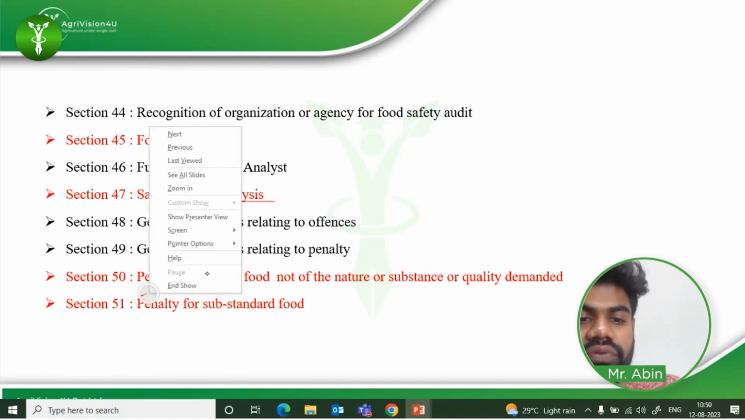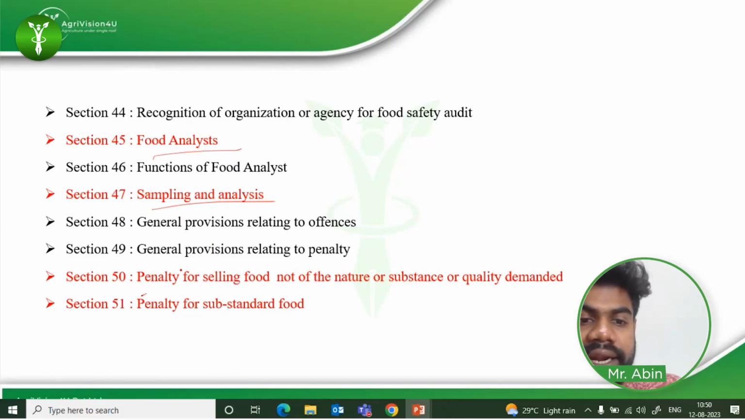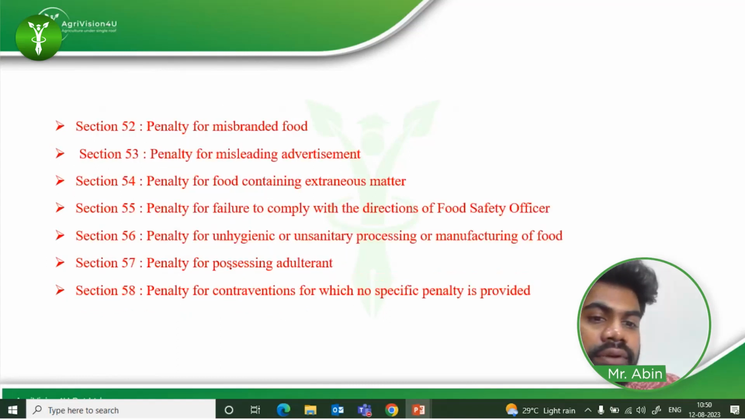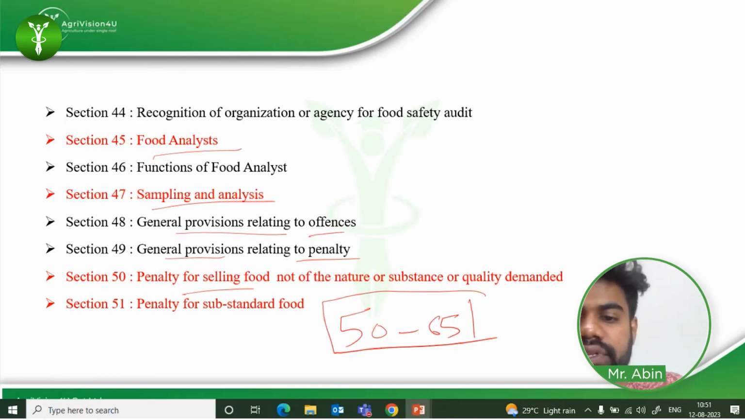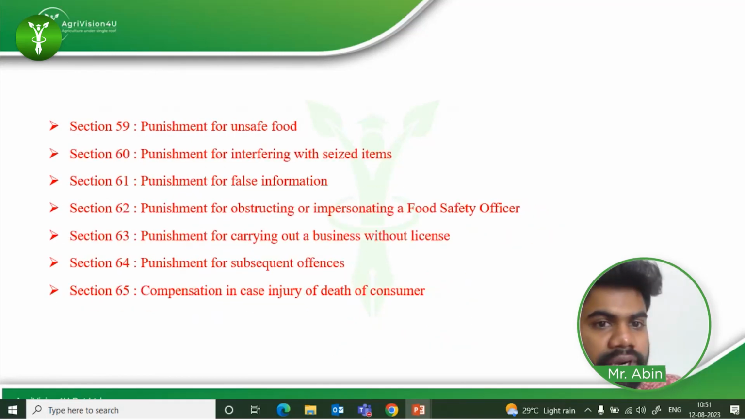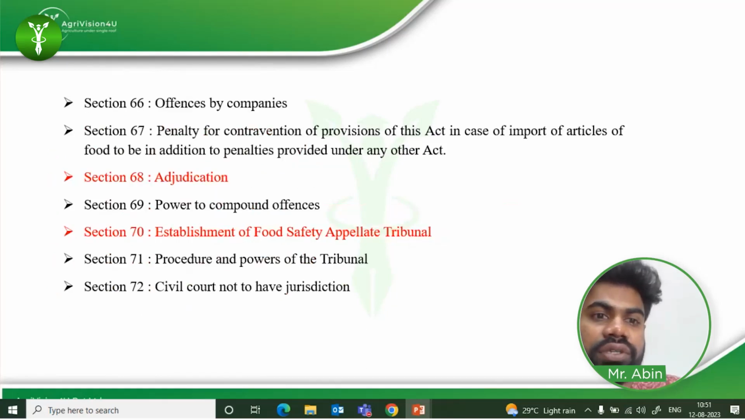50, penalty. From 48 onwards, general provisions for offenses. 49 is related to penalty. 50 is the general guideline for penalty for selling food not of the required quality. From 50 onwards, there are penalties, and the offenses come with imprisonment or with fine. The number you need to remember is 50 to 65, under which the penalties or offenses come. These are very important. We will be seeing what penalty or imprisonment time applies for all these violations.